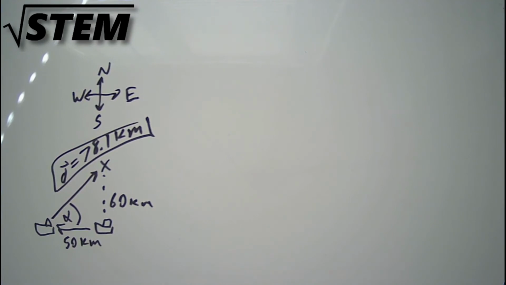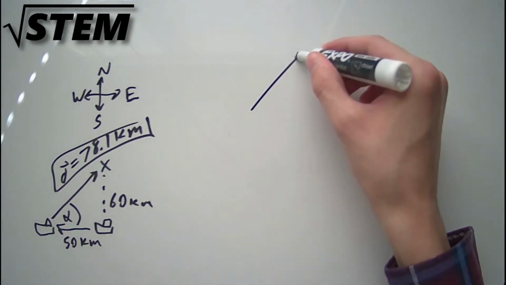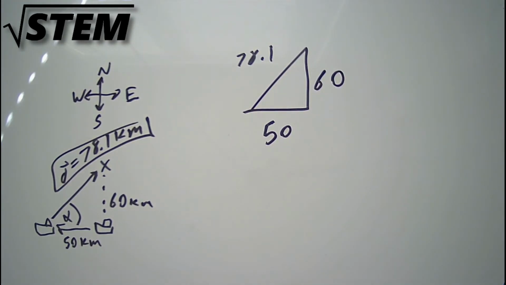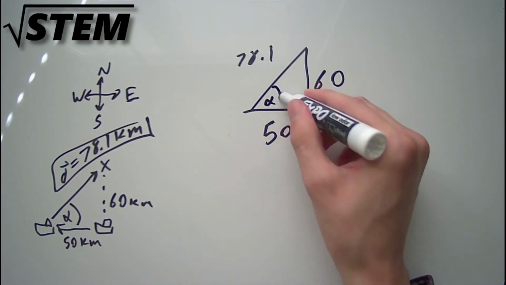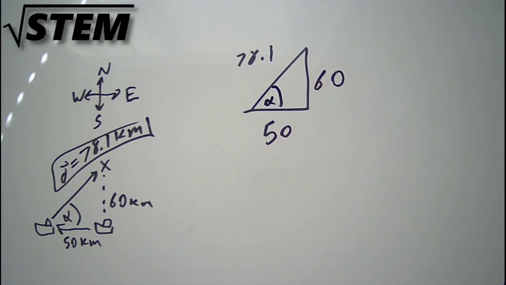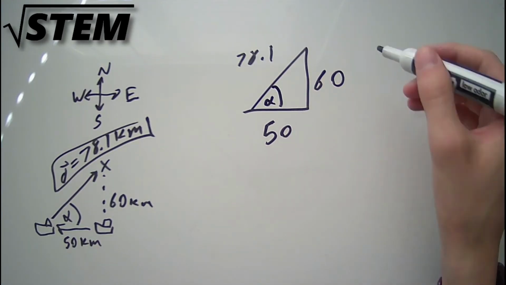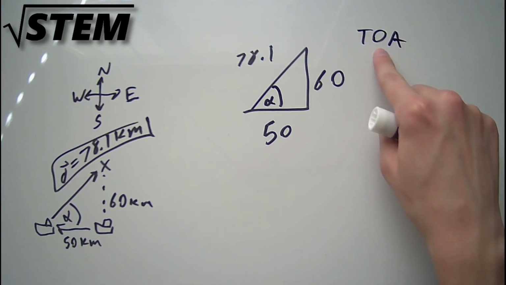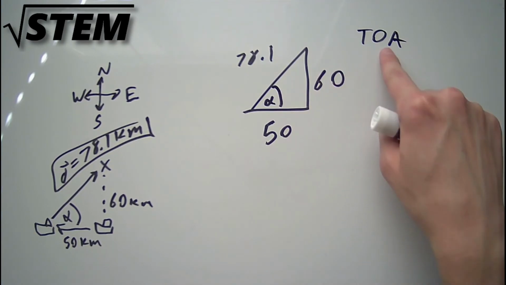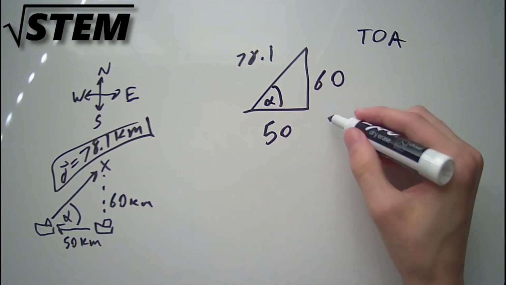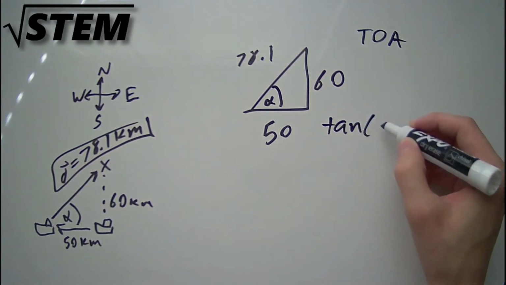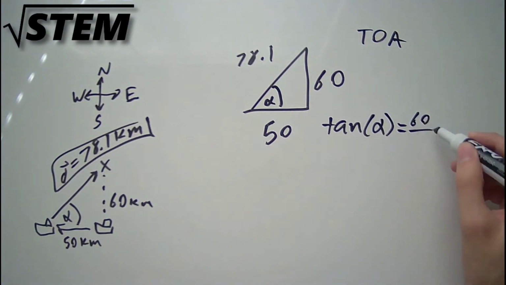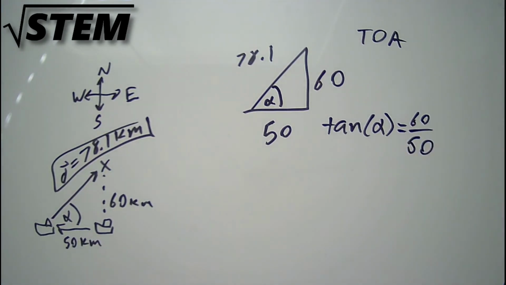So, how can we find that? Well, let's draw that triangle again. You can use any trig function you want to find this angle alpha, but I'm going to use the tangent function. Remember from our SOHCAHTOA, tangent relates the opposite side from the angle to the adjacent side. So that means tangent of alpha will equal the opposite 60 over the adjacent 50.